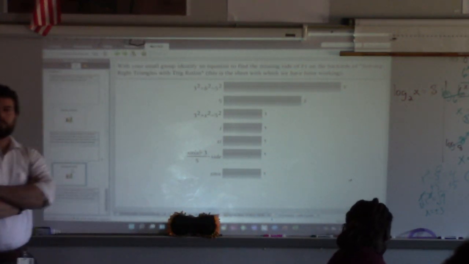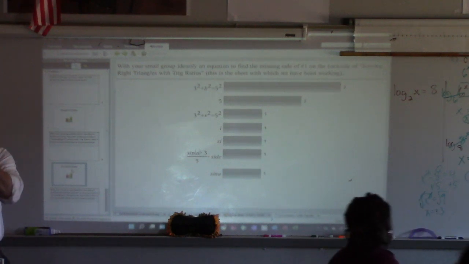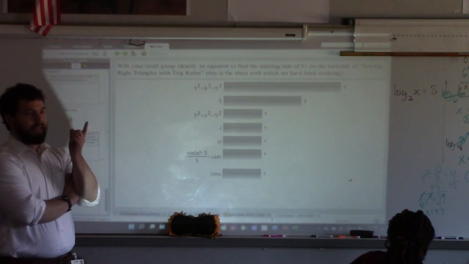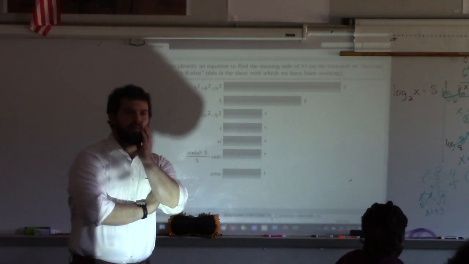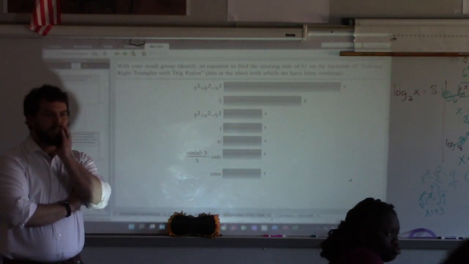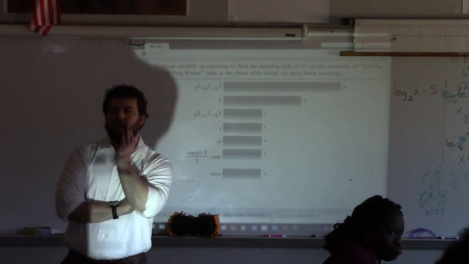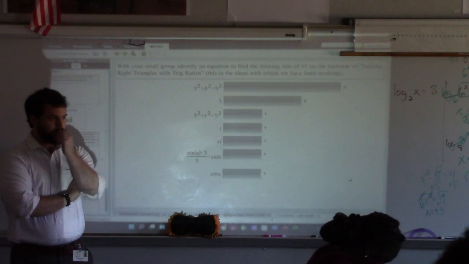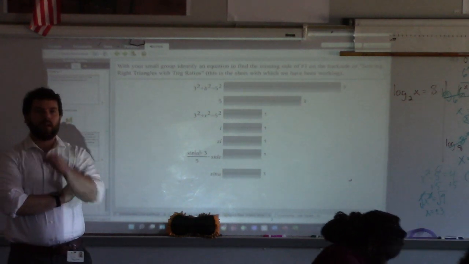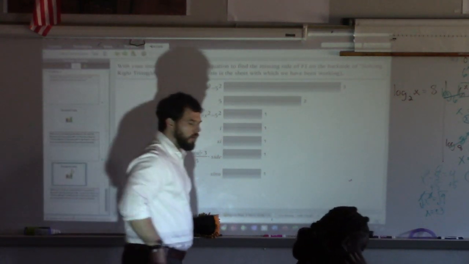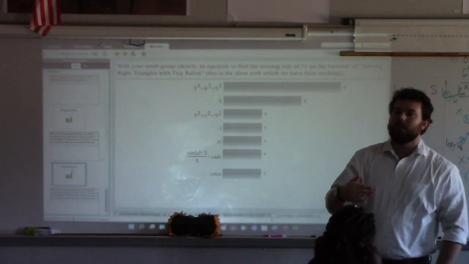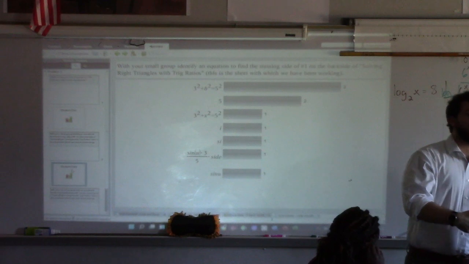A squared plus b squared. What's the name of that? Pythagorean theorem. Would the Pythagorean theorem allow us to find the missing side of a right triangle if we have two sides? Yes. Notice, and this is an important detail, we're used to doing trig ratios because that's what we did so heavily yesterday, but we're dealing with right triangles.